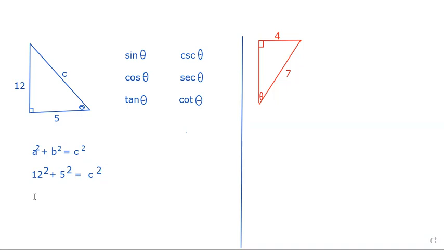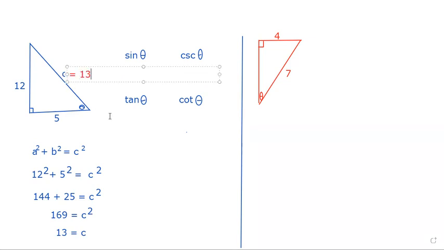So now we can just solve everything. We could say 144 plus 25 is equal to c squared. And we know that 144 plus 25 gives us 169, which is equal to c squared. And we just take the square root of both sides to undo the c squared. So the square root of 169 is 13, and the square root of c squared is c. And that's how we solve this problem. And once again, as we said before, that is our longest side, the hypotenuse.